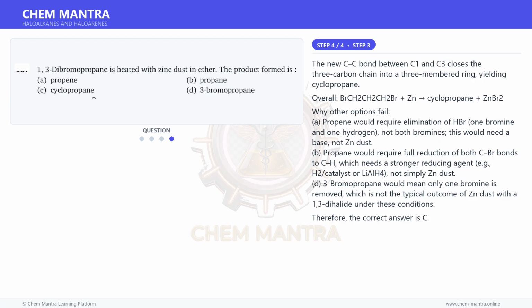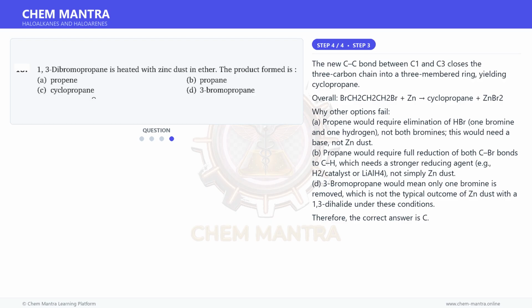Why other options fail? A. Propene would require elimination of HBr, one bromine and one hydrogen, not both bromines. This would need a base, not Zn dust. B. Propane would require full reduction of both C-Br bonds to C-H, which needs a stronger reducing agent, for example H2 with a catalyst or LiAlH4, not simply Zn dust.